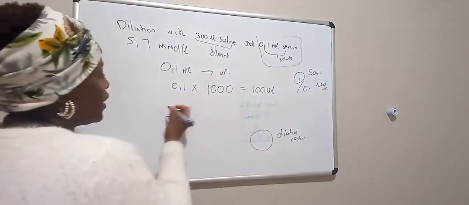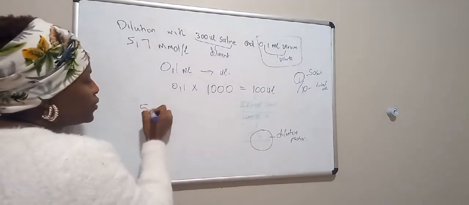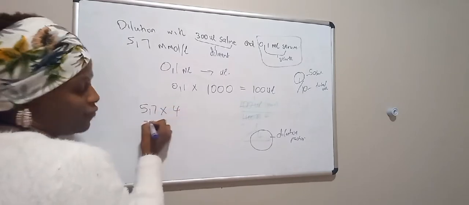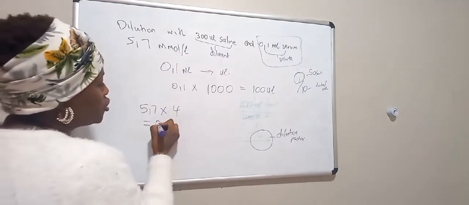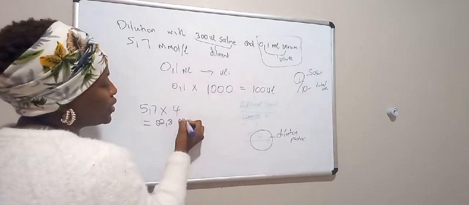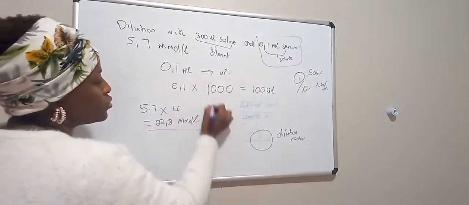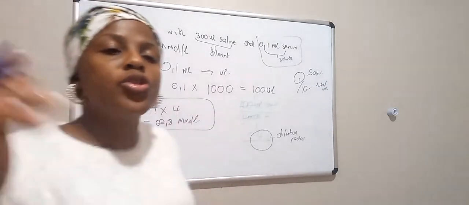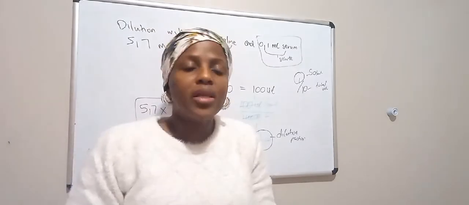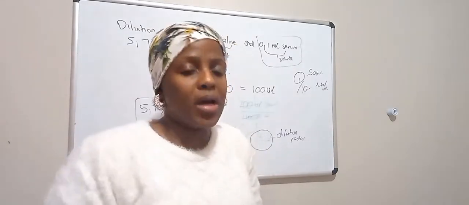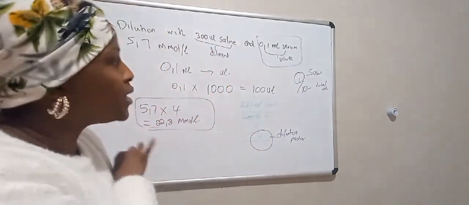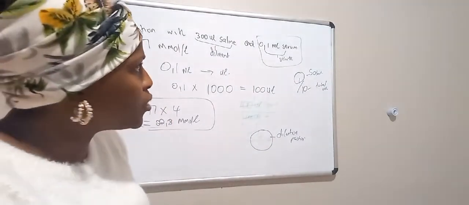So it means we're going to have 5.7 multiplied by 4, which gives us 22.8 millimoles per liter. So this is the result that you are going to report, that you're going to send back to the doctor. So basically that's your final result, and then you are done with this question.